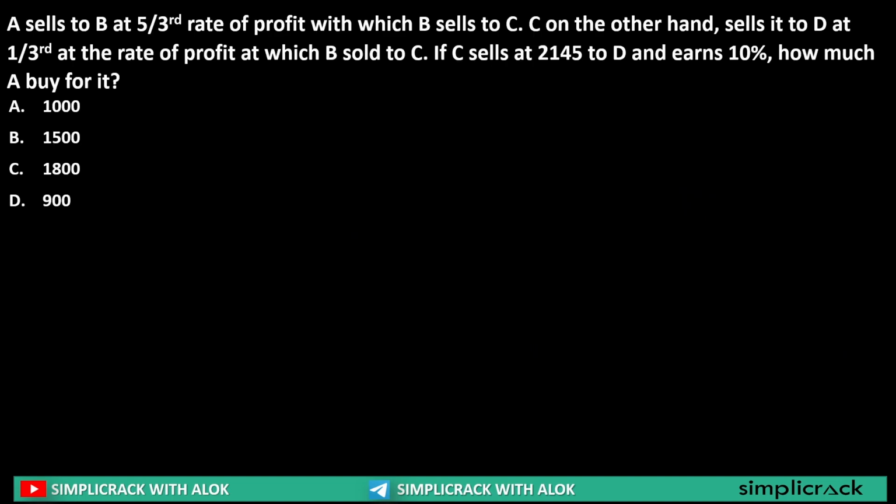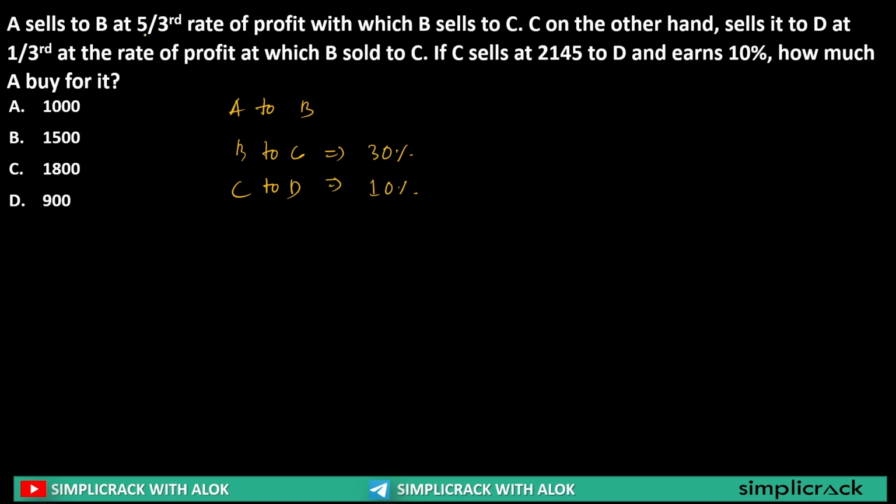Okay. Next question. A sells to B at 5 by 3rd rate of profit, with which B sells to C. So A to B, B to C, then C to D. C on the other hand sells it to D at 1 by 3 rate of profit, at which B sold to C. For an example, the profit of B is 30%, so the profit of A will be 10%. Clear? Yes sir, because it is at 1 by 3rd ratio.